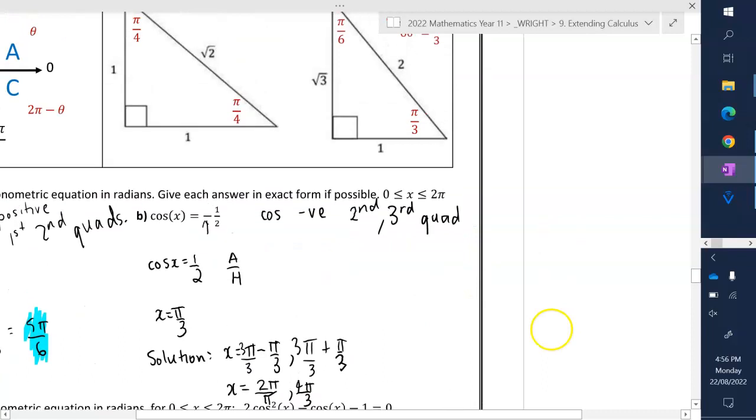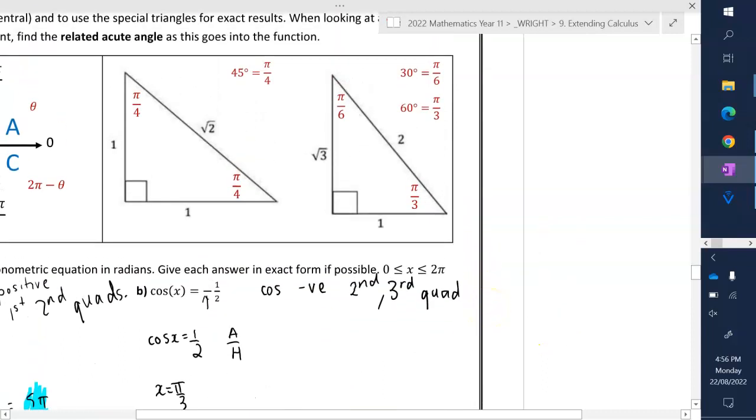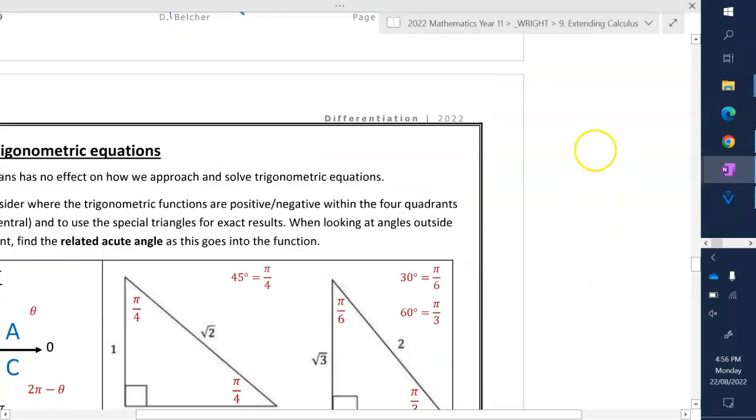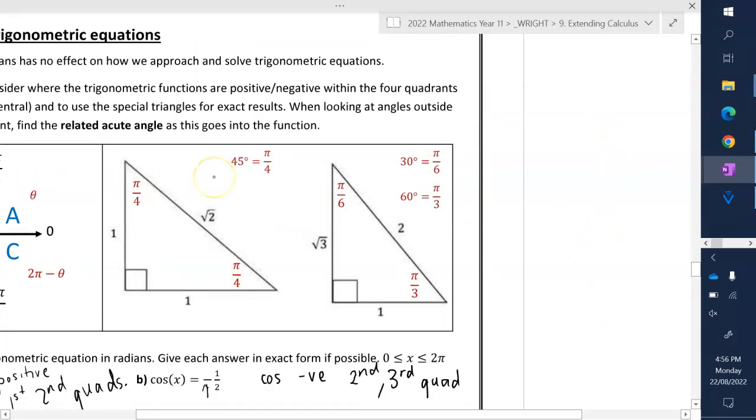That should be workable in our special triangles. So let's see what we're going to do. We wanted it to be, have a look again, a half. So we don't want this triangle over here with our pi over 4s because we don't want a root 2 in there. This one's going to work for us. We just have to get the right side.